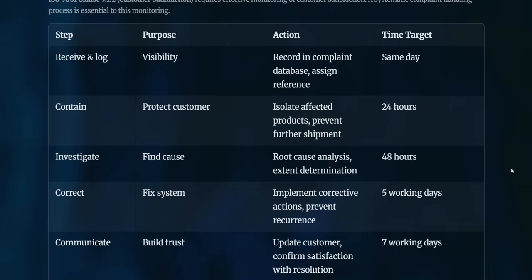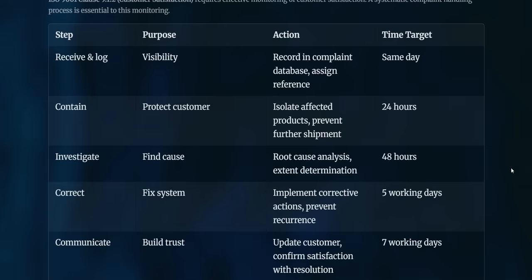The fourth step is the correction. The correction purpose is to fix the system. The actions required for correction include implementation of corrective actions and prevention of recurrence. The time target to implement the correction is that it must be completed within 5 working days from the reception of the complaint.